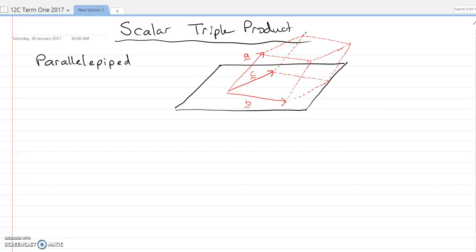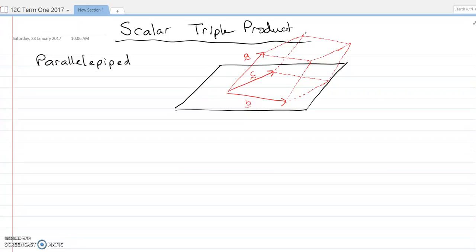It's sort of cube-like, although the angles are not necessarily 90 degrees. I mean, they could be 90. In this case, I'm drawing it so that they shouldn't be 90. So it's like a cube that's been pushed over in two directions, so none of the angles are square. So we want to find the volume of this.